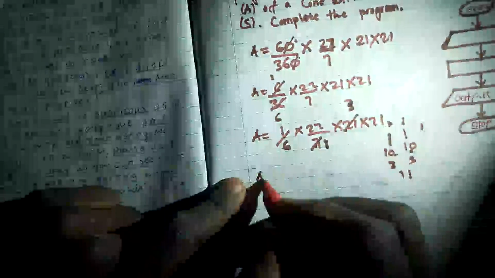So 7 can go into 21, how many times? 3 times. I hope you are understanding this part here. So I was saying 7 into 7, that's 1. Then 7 into 21, that's 3. So here, let me try to rewrite this part so that you understand.